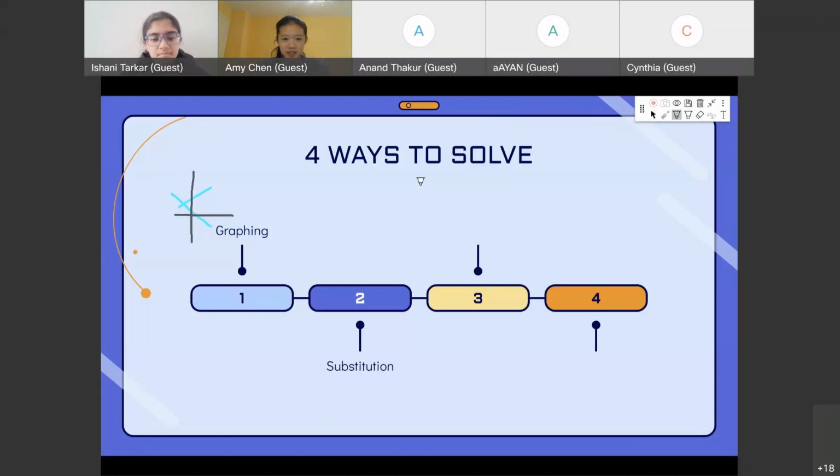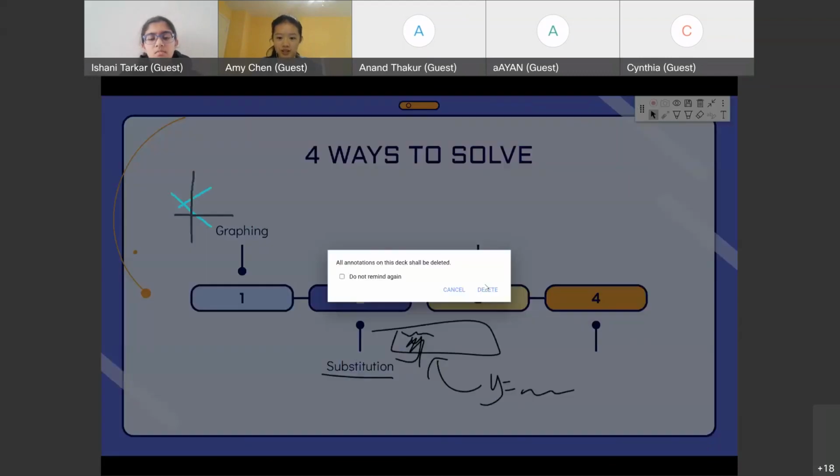Second way to solve is substitution. And just to put it quickly, it's basically where you take one expression in terms of the other, and then you substitute that into the second expression wherever that variable is present. So the y here would become this squiggly mess. We'll go into more detail later.